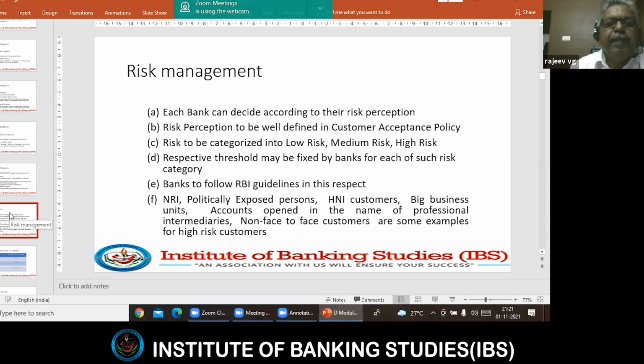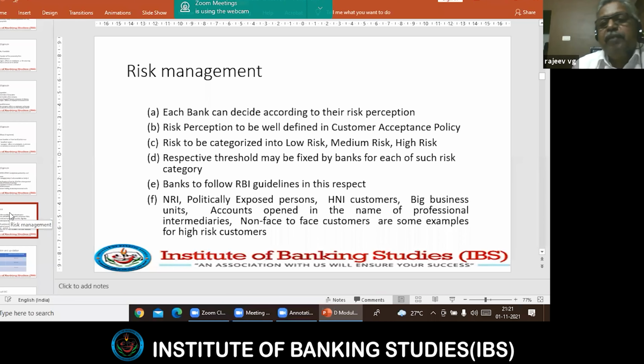Number two, medium risk. All inoperative dormant accounts are considered as medium risk. Then high risk: you can see the politically exposed persons, those people who are in very high positions abroad, in embassies, etc. High net worth individual customers, big business units, NRIs. NRIs are considered as high risk. Why? They are non-face-to-face customers, because you don't see them when you open the account.